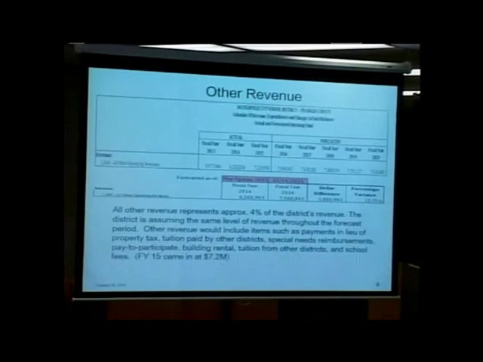Other revenue is just anything that's left over, all other revenue. Again, we're assuming the same level. We get that for payments in lieu of property tax, tuition paid by other districts, any reimbursements, and the pay to participate fees, which I will remind you are part of this forecast because the board hasn't taken action on that. So if you vote on a change tonight, this will affect this forecast and you'll see a decrease going forward. But for now, it's in here because the board hasn't approved that yet.